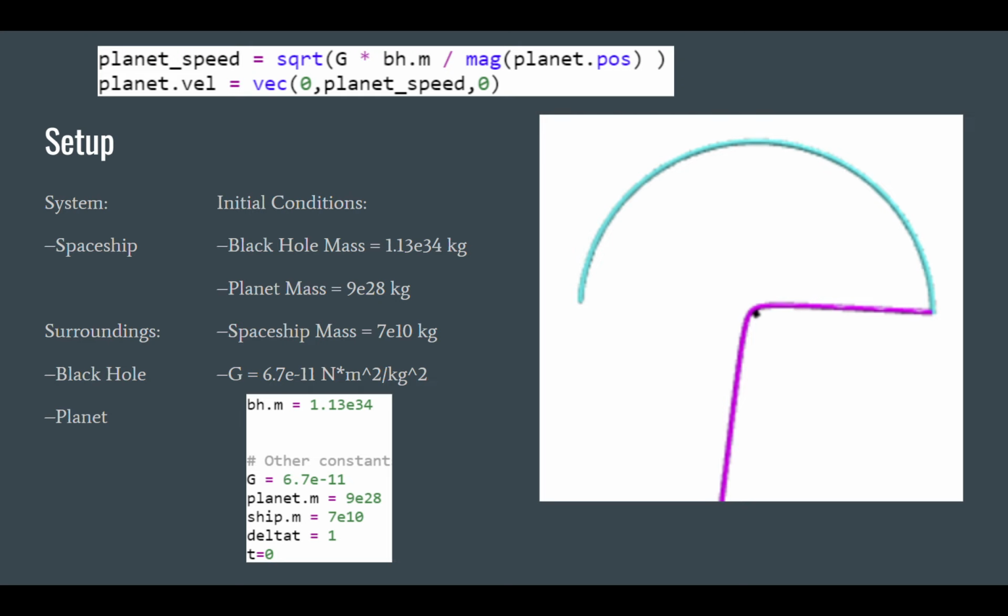Part 2 is called Don't Crash, where the system is the spaceship, the surroundings are the black hole and the planet, and the initial conditions are as follows. Up above in the code is how we calculate the speed and velocity of the planet. And the goal is to get it as close as possible, and this is the result that I had.